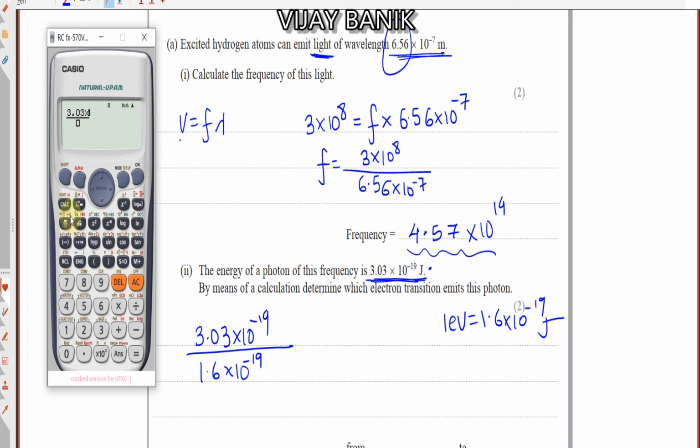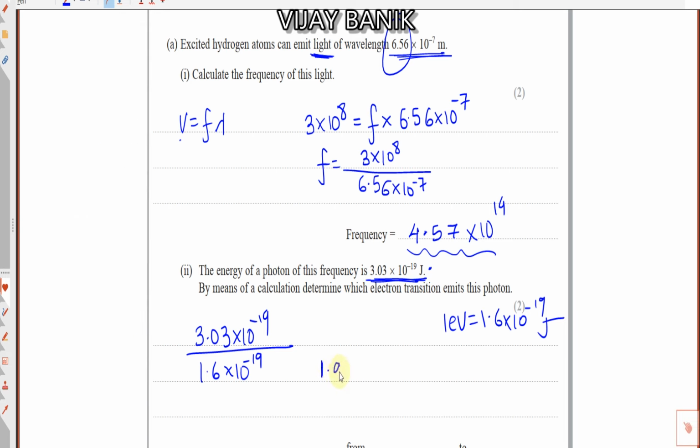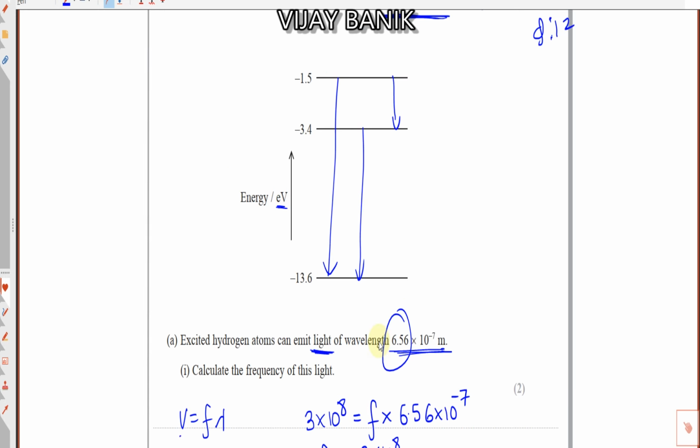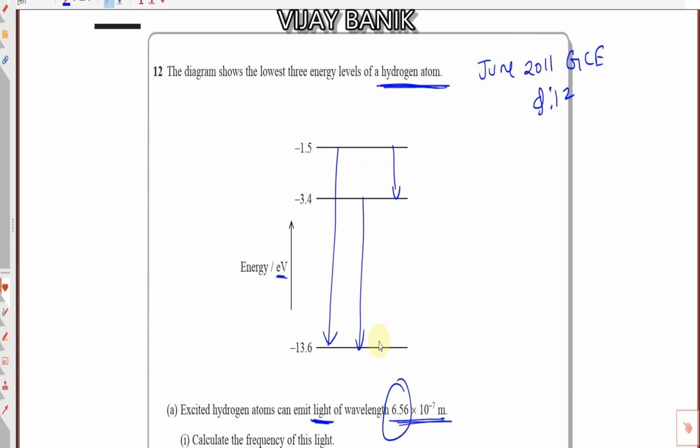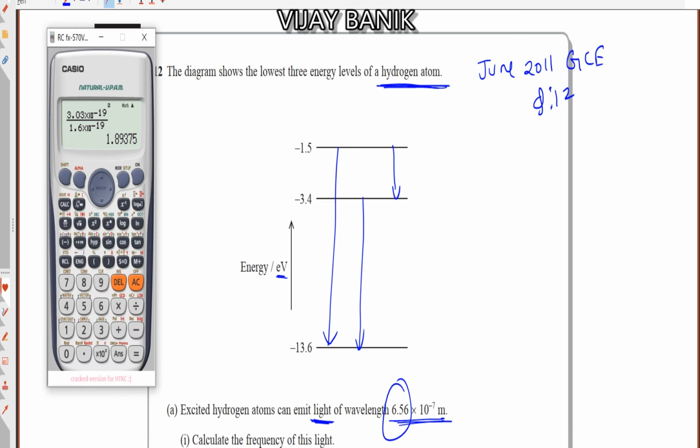3.03 into 10 raised to minus 19 divided by 1.6 into 10 raised to minus 19. Okay, how much is the difference in energy? It's coming around 1.9 electrovolt. So the difference is around 1.9 electrovolt. So from here, what do I subtract to find a difference of 1.9 electrovolt? These two, if I'm not wrong. Let's subtract them and see.